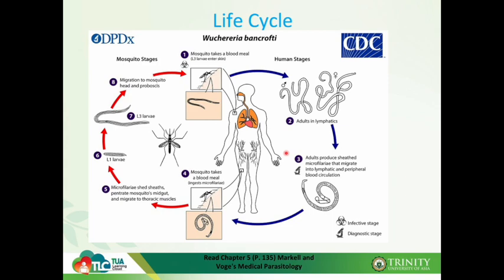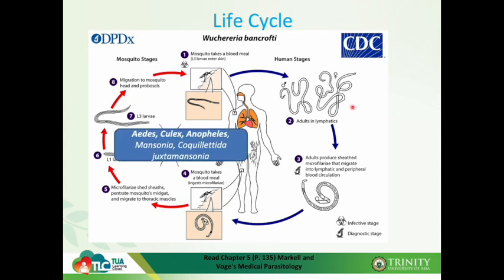Yun lang yun. And then, what are the vectors for this parasite? Mosquitoes belonging to Aedes, Culex, Anopheles, Mansonia, and Coquillettidia, juxtamansonia.